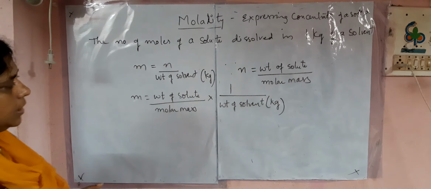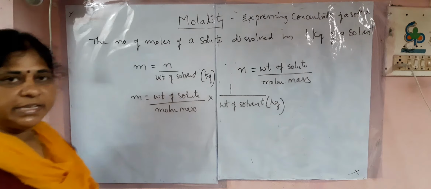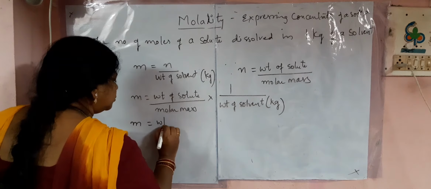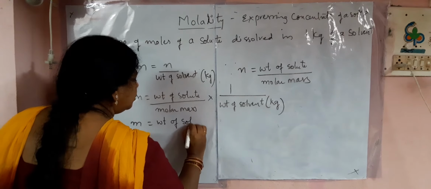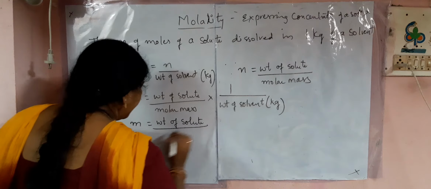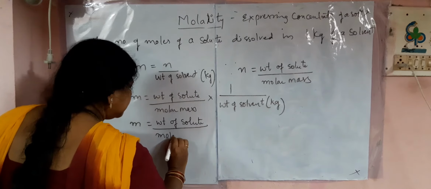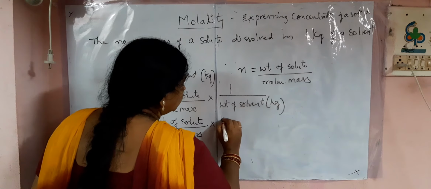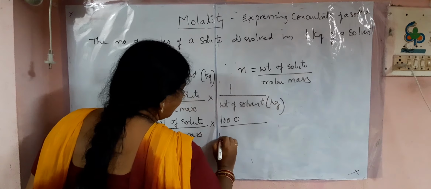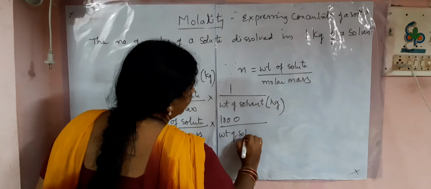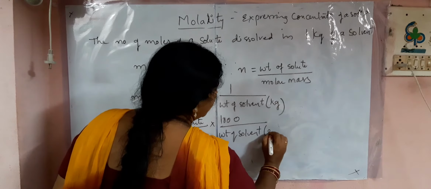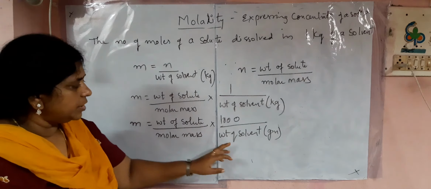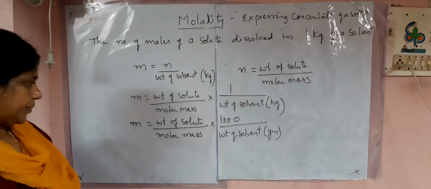Suppose the weight of solvent is given in grams. Then how are you going to change this formula? m is equal to weight of solute by its molar mass, the molar mass of solute, into 1000 by weight of solvent. So the weight of solvent you are changing from kilograms to grams, that's why 1000 by weight of solvent in grams.